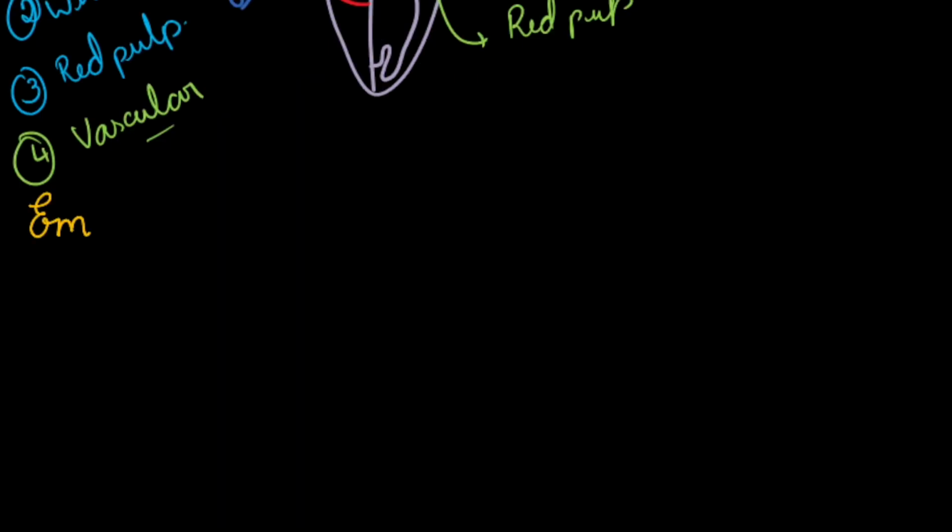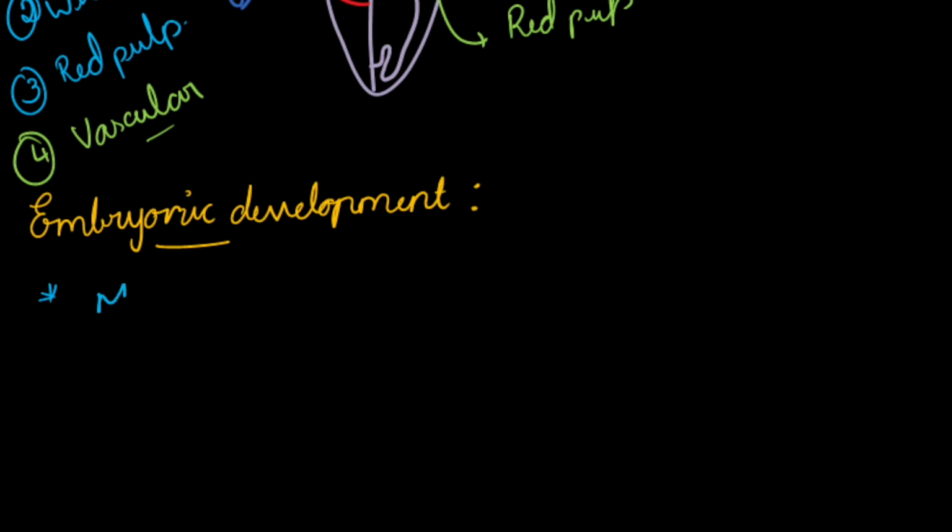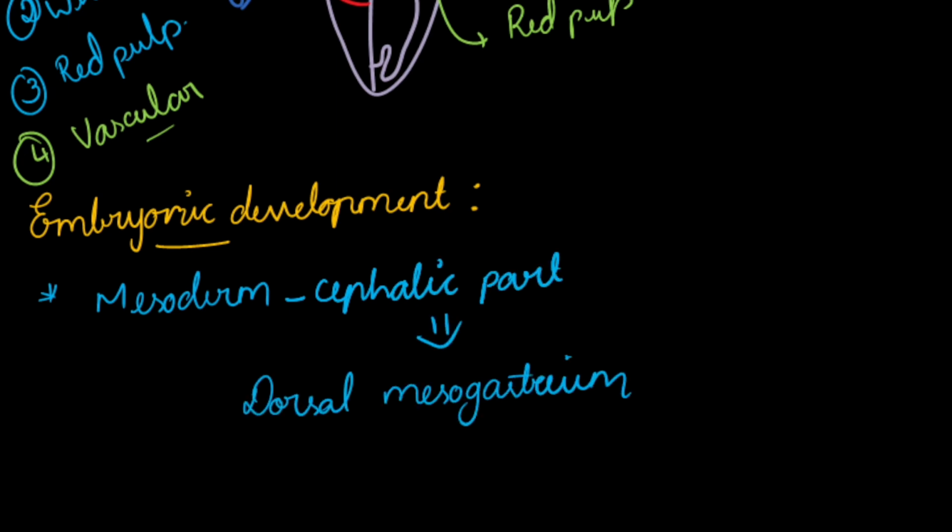So now regarding the embryonic development of the spleen. It arises from the mesoderm in the cephalic part of the dorsal mesogastrium. Basically, in intrauterine life there are a lot of nodules which all fuse together to form the spleen. Some nodules may fail to fuse, and that leads to the formation of an accessory spleen.